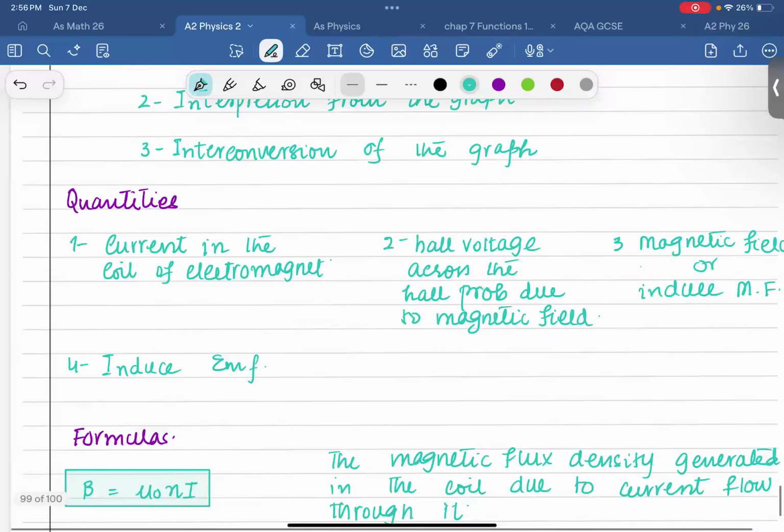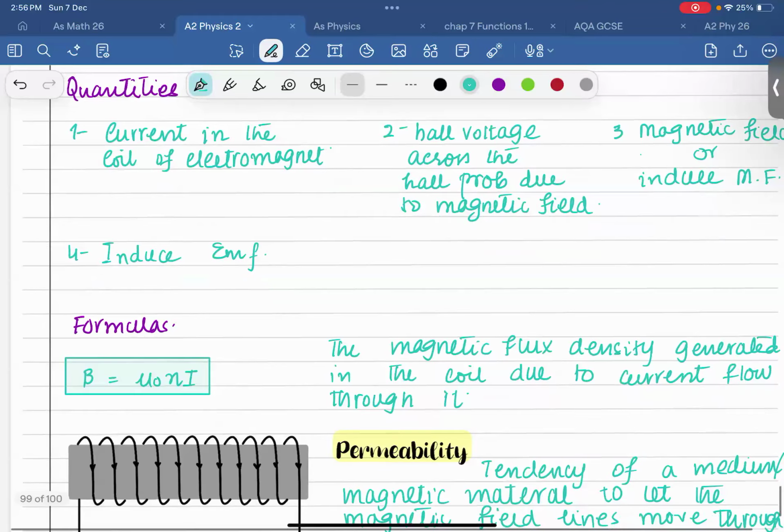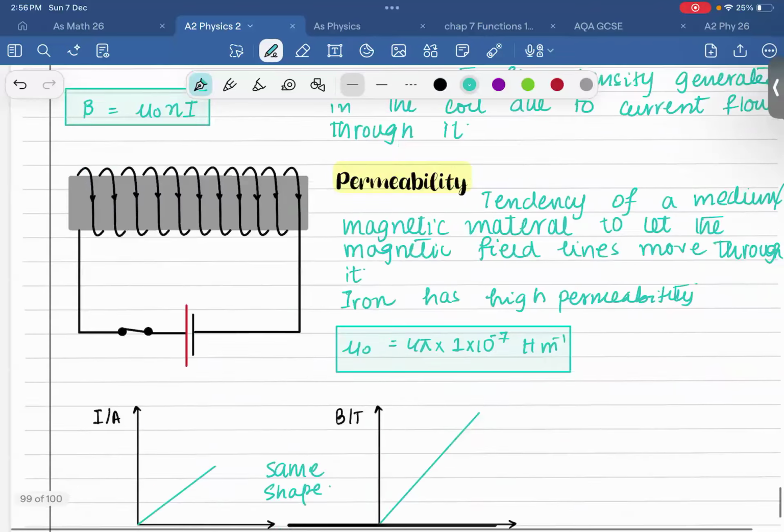Now if you have the Hall probe or the Hall voltage, okay, so you know that.